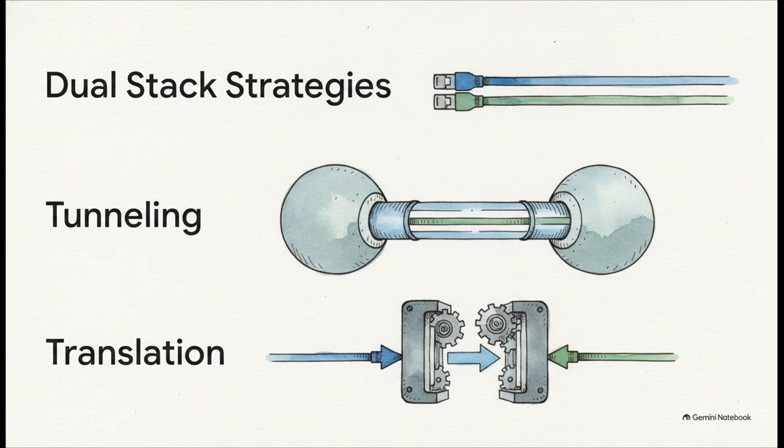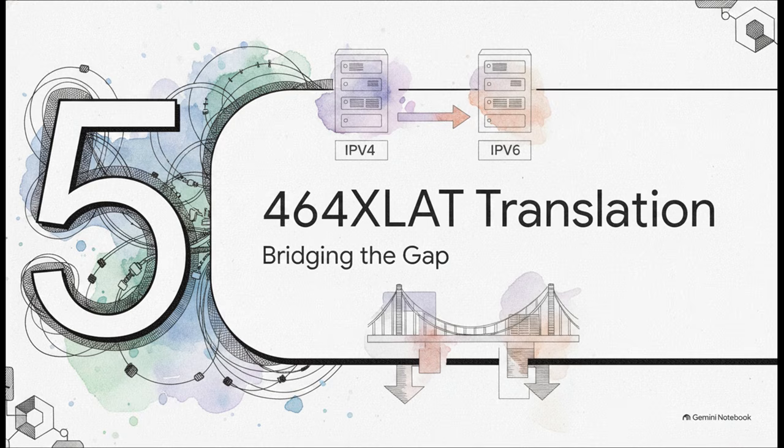Next is tunneling. This is literally wrapping your IPv6 traffic inside an IPv4 packet so it can cross legacy infrastructure. Think of it like a bridge connecting two IPv6 islands. And finally, there's translation, where a gateway actively converts between the two protocols on the fly when one side simply can't speak to the other. And speaking of translation, let's hit milestone 5, translation with 464XLAT.